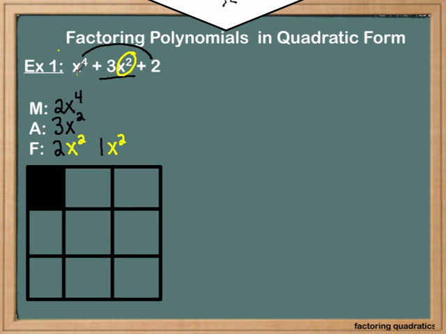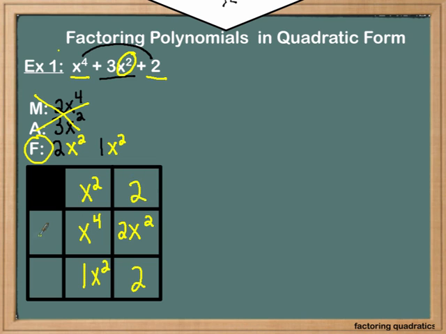We're going to go ahead and put our first term in the middle, so x to the 4th in the middle, our last term in the bottom right, and of course we don't put our MA in the box, but the factors will go on the diagonals. 2x squared and 1x squared, and it's GCF time. The GCF of our first column is x squared, our second column is 2, first row is x squared, and second row is just a 1.